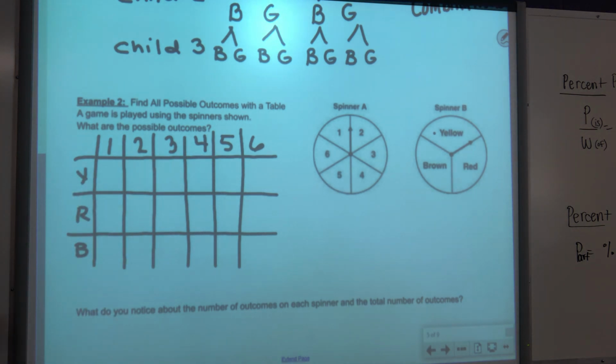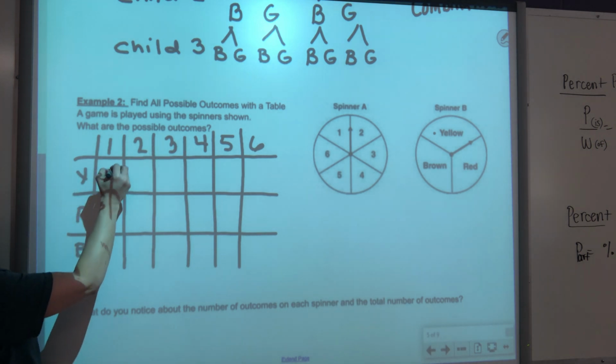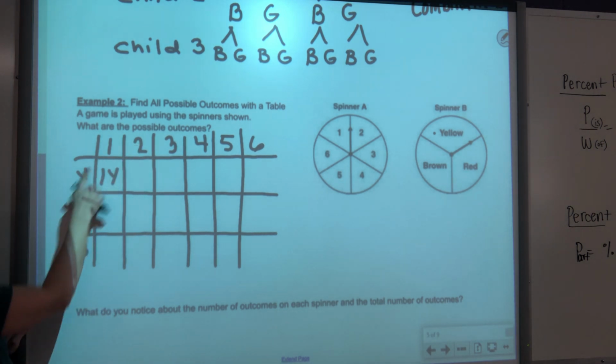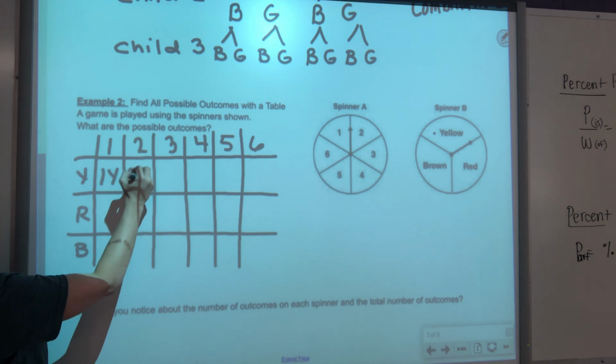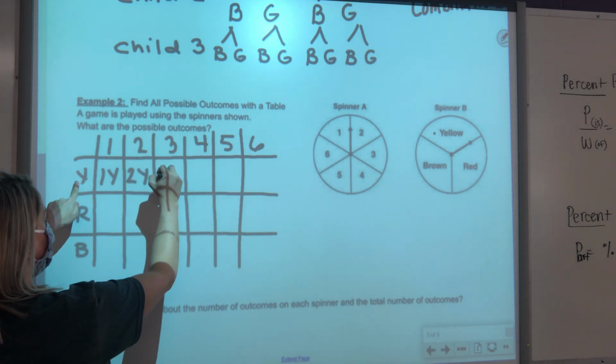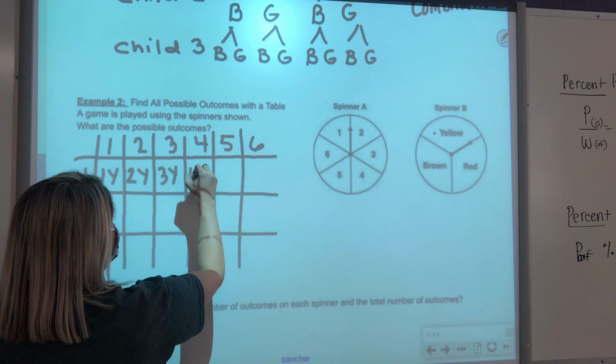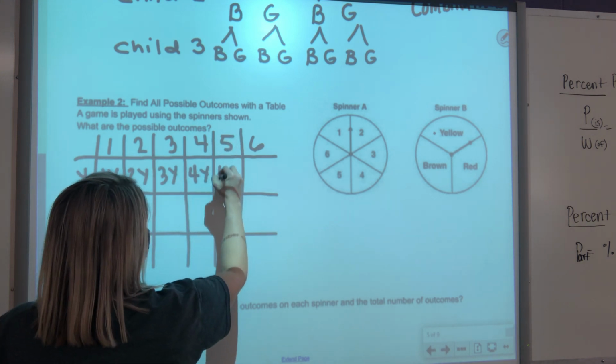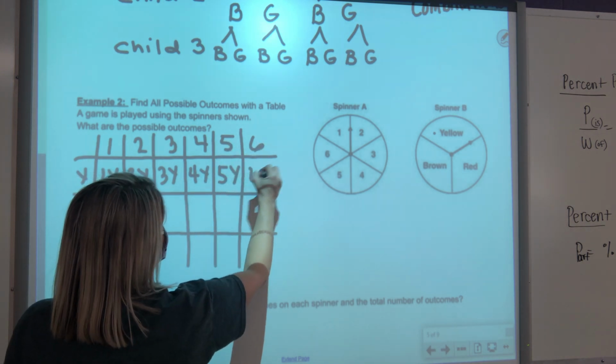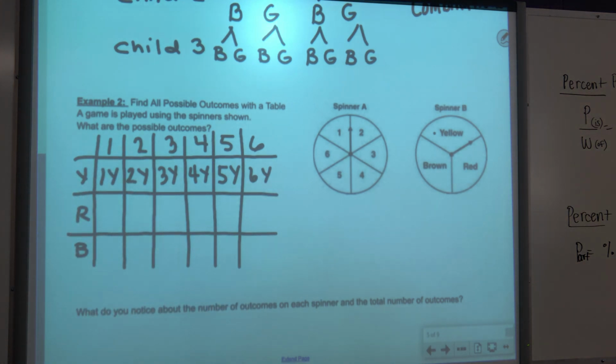Okay, so we can spin a 1 and yellow, right? So 1 and yellow. We can spin 2 and yellow. 3 and yellow. 4 and 5 and 6 and yellow, right? So then we can spin a 1 and a red, 2 and a 3 and a red. Can you finish the table? Okay, go ahead.